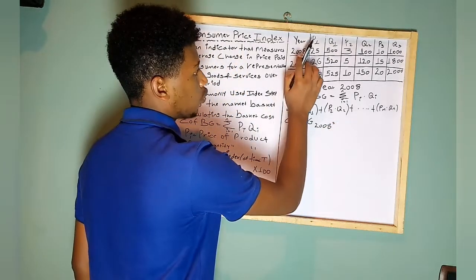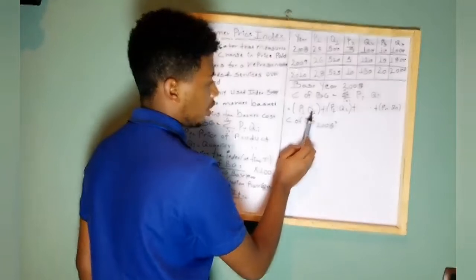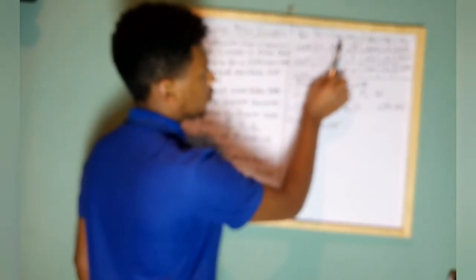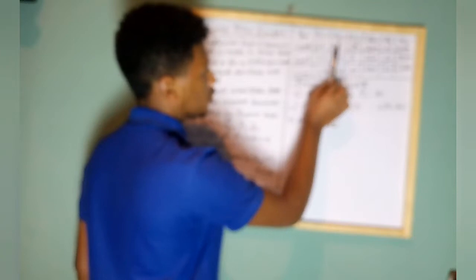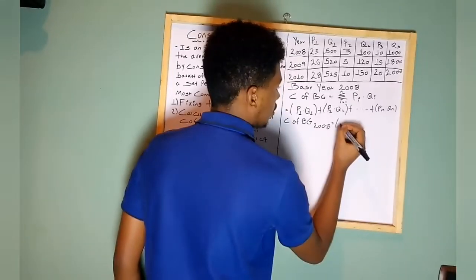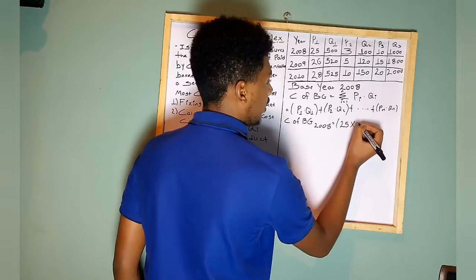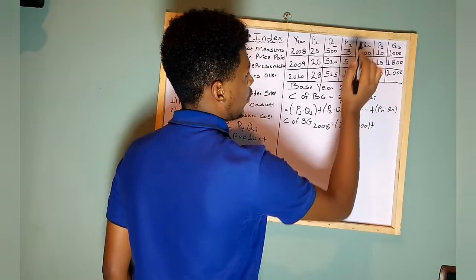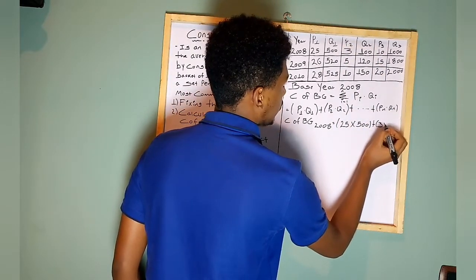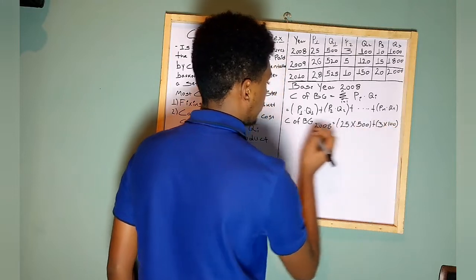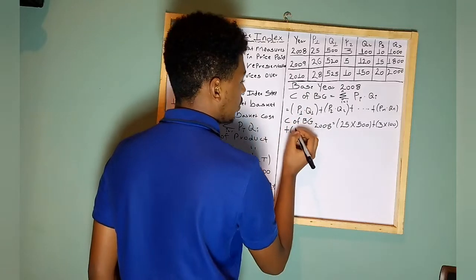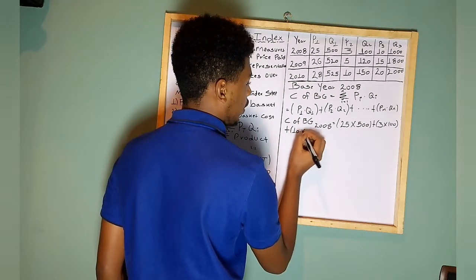So as we know, it's price 1 multiplied by quantity 1 plus price 2 multiplied by quantity 2, up to price n multiplied by Qn. Therefore, price 1 here is 25 and quantity 1 is 500, so it is 25 multiplied by 500 plus price 2 multiplied by quantity 2, that means 3 multiplied by 100, plus P3 multiplied by Q3, that means 10 multiplied by 1000.